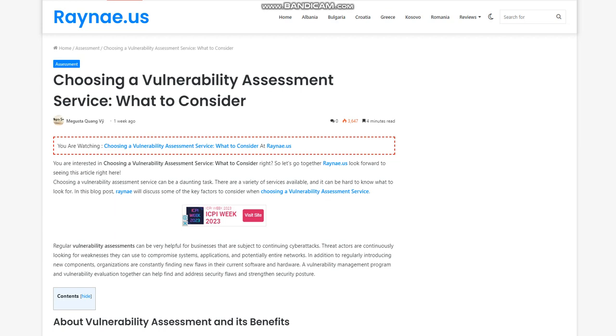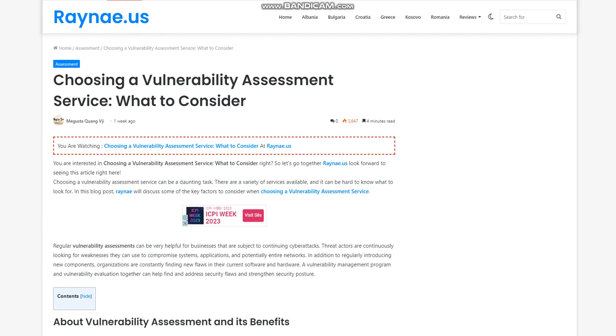There are a variety of services available, and it can be hard to know what to look for. In this blog post, Rene will discuss some of the key factors to consider when choosing a vulnerability assessment service. Regular vulnerability assessments can be very helpful for businesses that are subject to continuing cyber attacks.